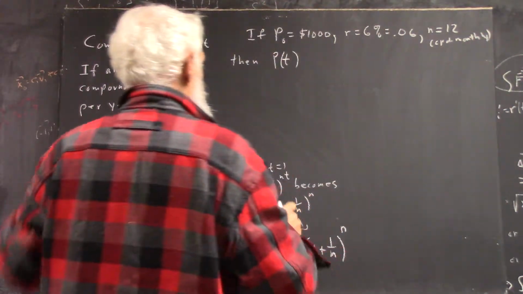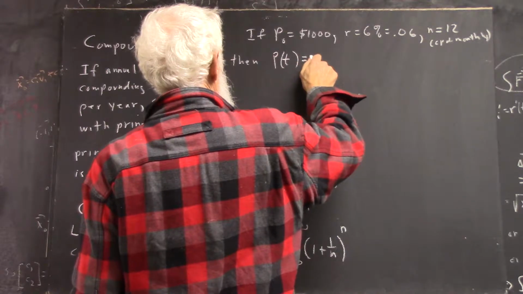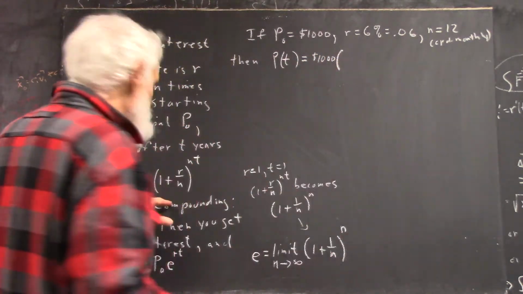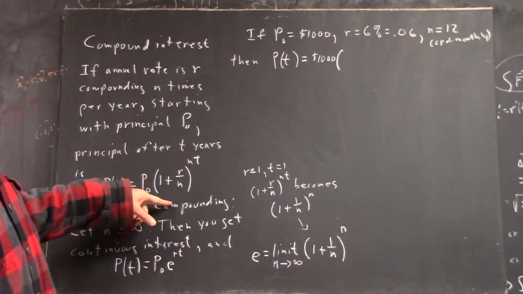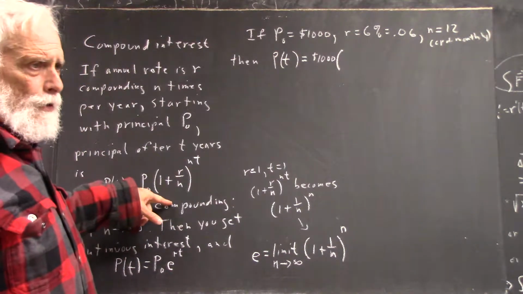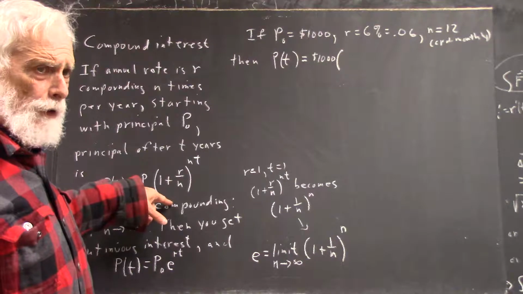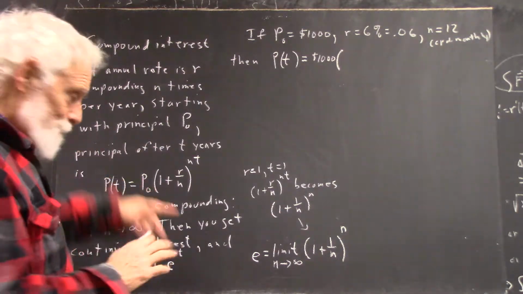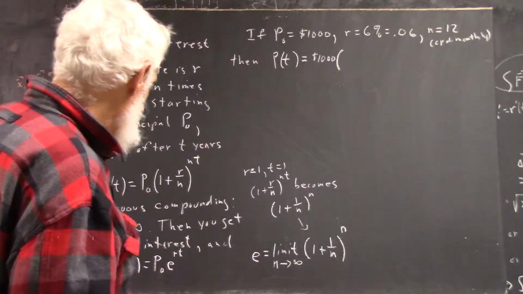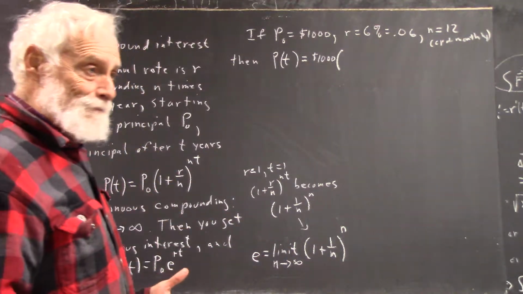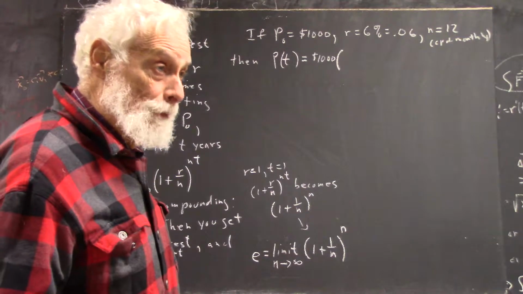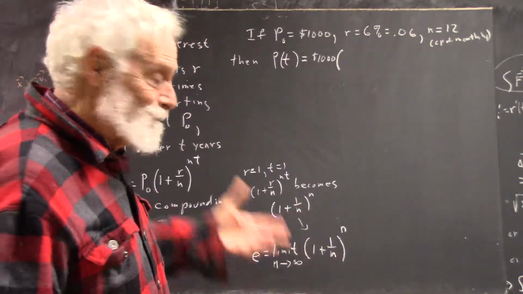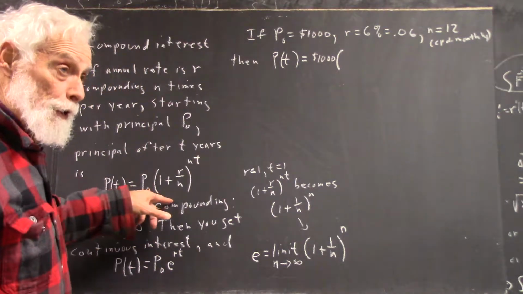So you compound monthly. Then P of t is going to equal, just by this formula, which you should totally understand, but which unfortunately gets taught as something you just memorize in a pre-calculus class, which is ridiculous. Still, if that's the way your class is taught and the way your book is written, then we got to live with it.